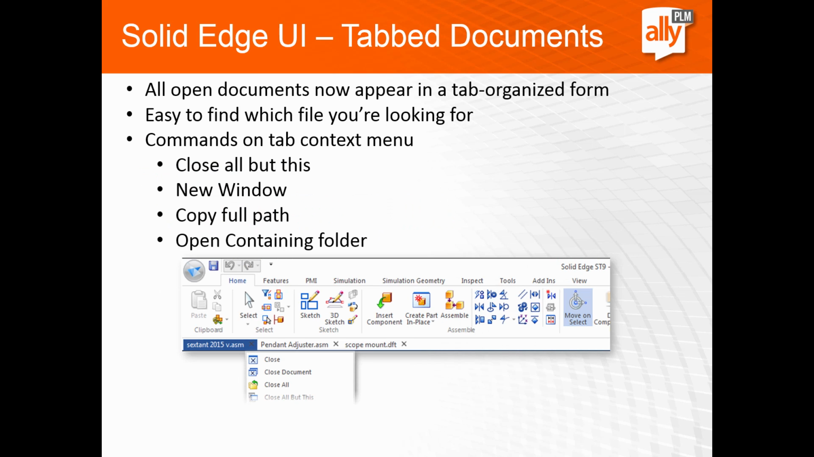One of my favorite enhancements on the user interface is the new tab documents. All of our open documents will now appear in a tabbed, organized form along the top of the graphics window. Makes it easier to find what files you're looking for. There's also a right-click menu that gives us options like close, close all but this, new window, copy file path, open containing folder, etc. So some really good options there, and just a new, fresher way to display what documents you have open and make it easier to change between those documents.